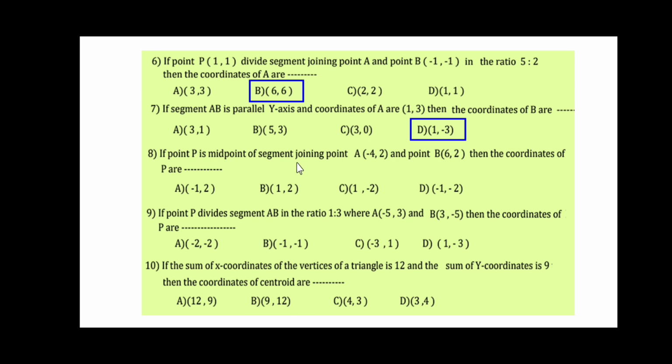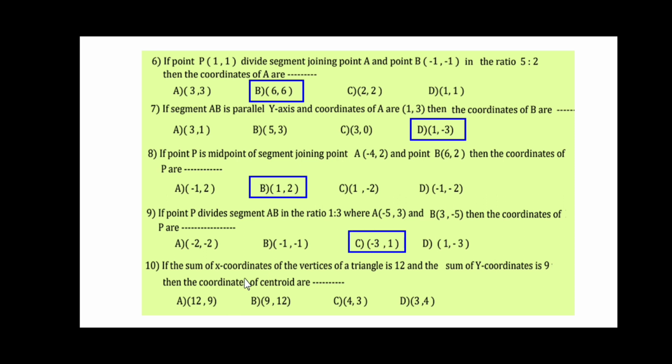If point P is the midpoint of the segment joining the points A (-4, 2) and B (6, 2), then the coordinates of P are, here you use the midpoint formula, and the answer you are getting is (1, 2). If point P divides segment AB in the ratio 1:3, where A has the coordinates (-5, 3) and B has the coordinates (3, -5), then the coordinates of P are, using the section formula, (-3, 1).